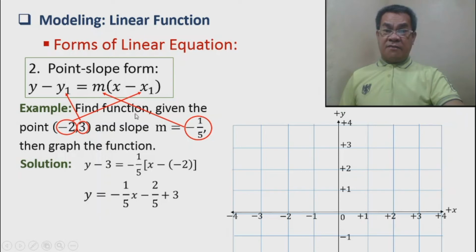Because the question is to find the function, automatically it is a linear function. So you have y here. So y is equal to negative 1 over 5.